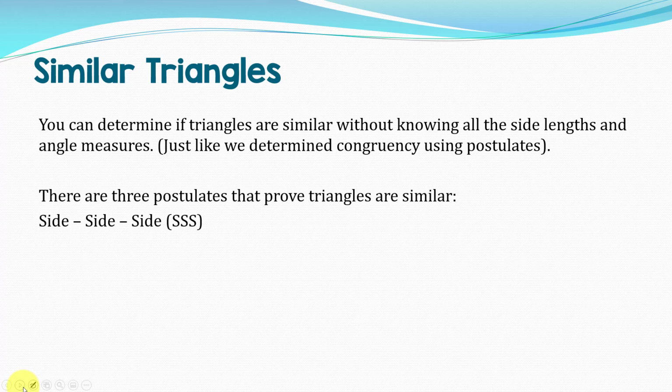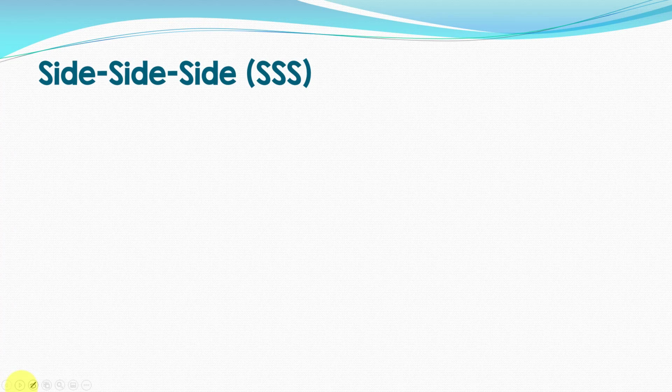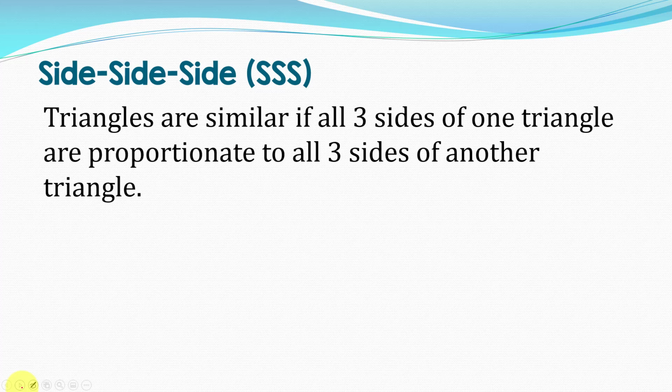If all 3 sides are proportional, we can say the triangles are similar. If you have a side and an included angle and another side, the sides are proportional and the angles are congruent. And then if 2 angles are congruent, we can say that the shapes would be similar. Okay, we'll take a look at them in detail.